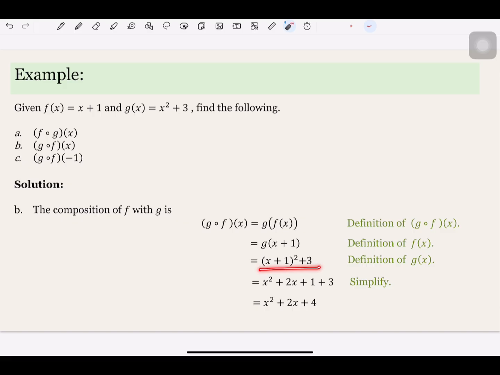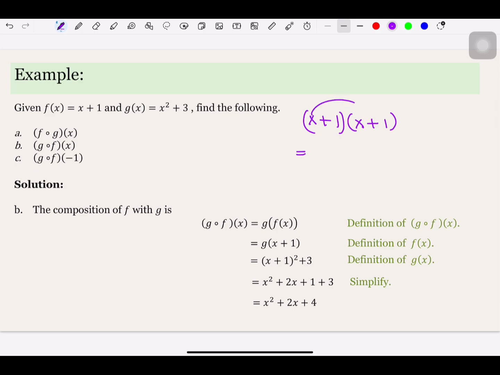And then you have to simplify this expression. First of all, you have to square x plus 1 and then you have to add 3. To square x plus 1, you can use the distributive law.